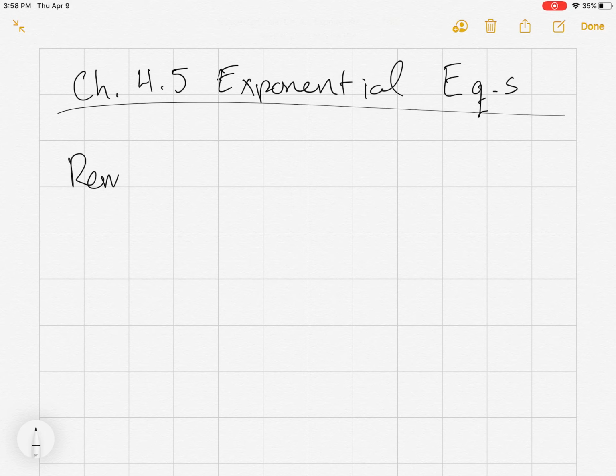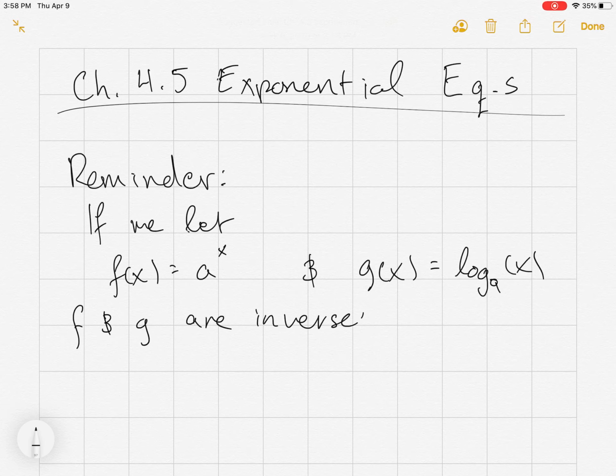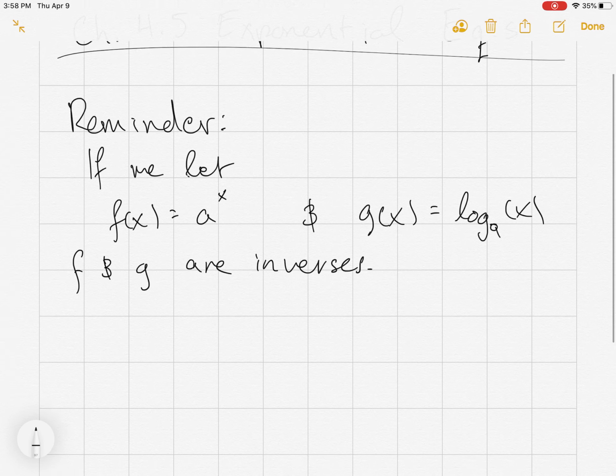All right, so the first thing that we're going to need to know, and this is just a reminder from last week, is the relationship between the exponential function and the logarithmic function. So if we let f of x be equal to a to the power of x, the exponential function with a base of a, and we let g of x be equal to log base a of x, f and g are inverses of each other. This was covered in Tim's videos from last week.